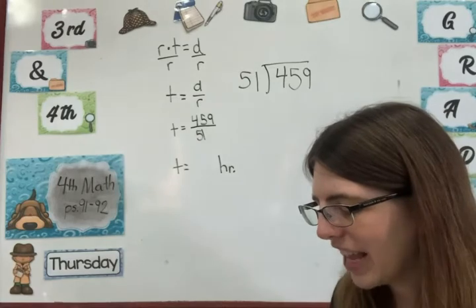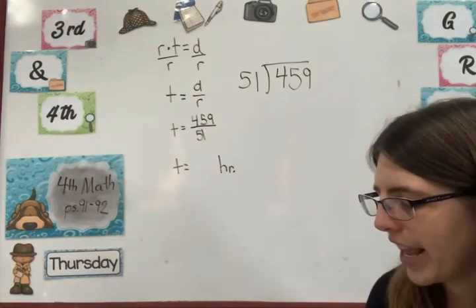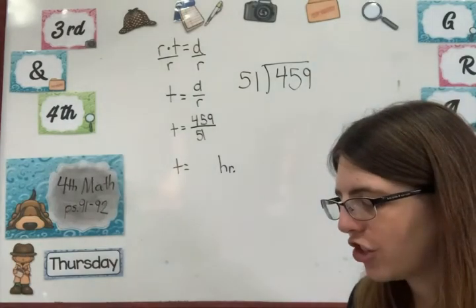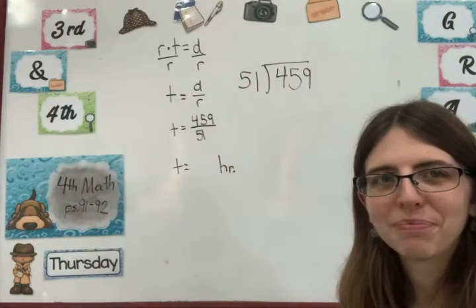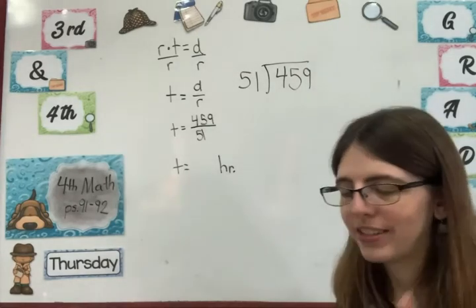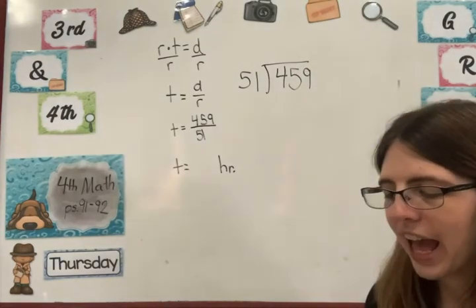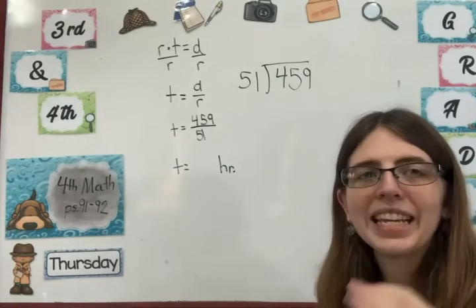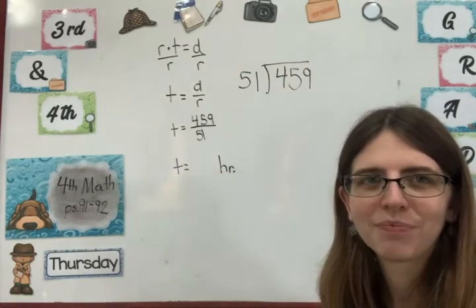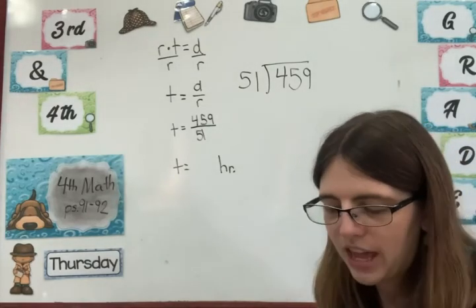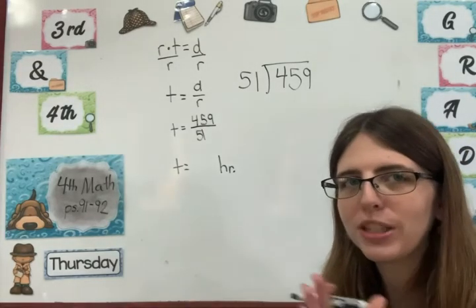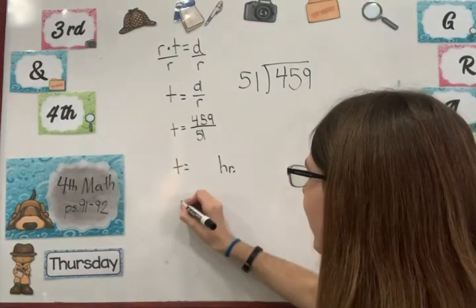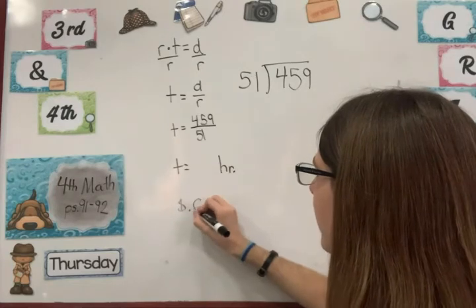All right, letter B says, Tatiana bought 4 cans of orange juice at 69 cents per can. How much change did she get back from $3? Okay, this problem has 2 parts. The first part is we need to find how much she spent in total. She bought 4 cans and each can is 69 cents. So if it's per can, do we multiply or divide? We multiply. We multiply that 69 cents times 4.